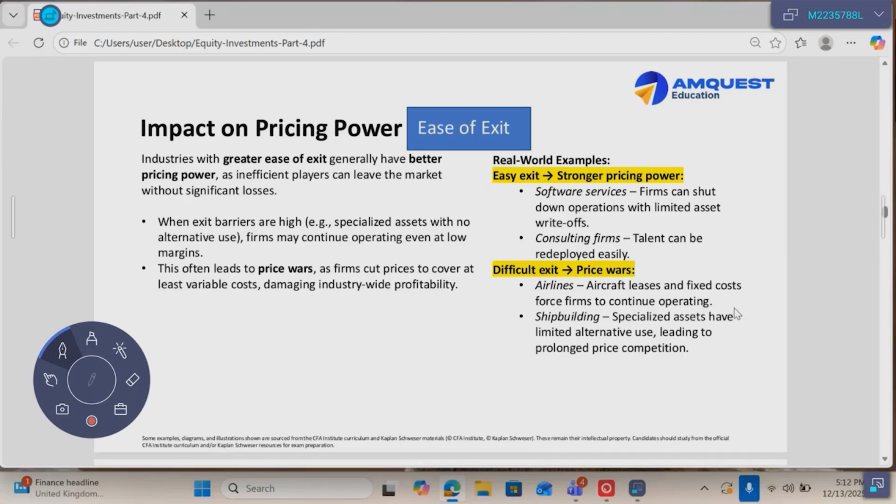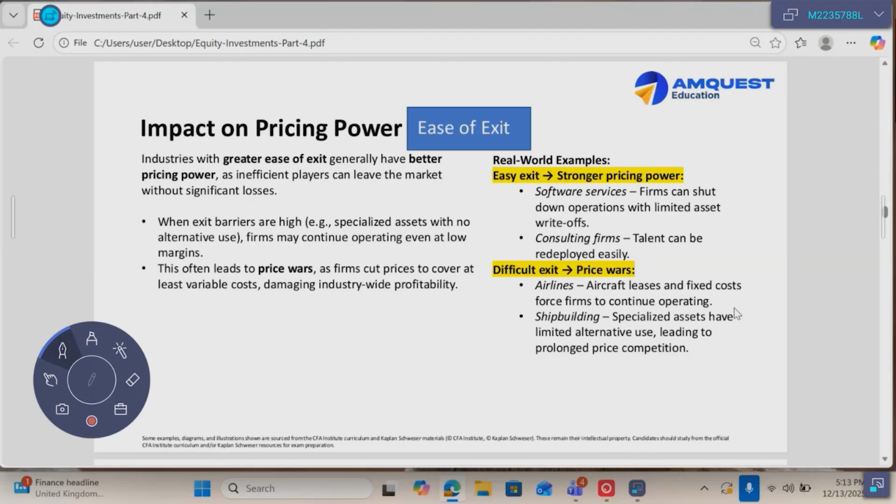charges. Industries with greater ease of exit generally have better pricing power, as inefficient players can leave the market without significant losses. So let's say you start a restaurant and it doesn't work, or your food is not good, or the competition is very high. You can easily close your restaurant and sell it to somebody else. He will come, he will take over your kitchen. And then it is very easy for you to exit the business and get back the money which you have invested. Your losses might be limited.